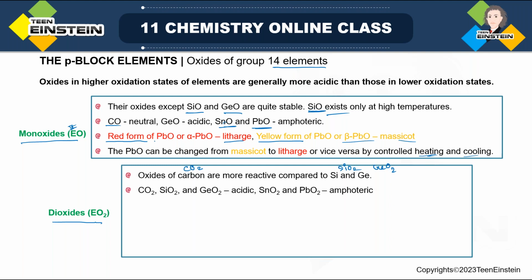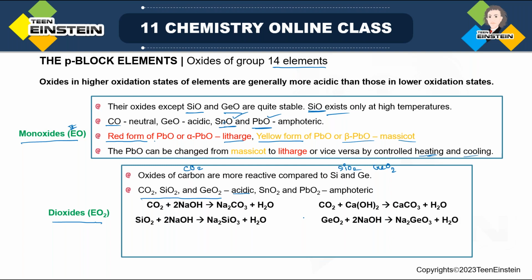Now for dioxides, the types will be CO2, SiO2, GeO2. The first three dioxides are acidic in nature. SnO and PbO are amphoteric, and when it is the EO2 type, then also it is amphoteric. The first three EO2, that is CO2, SiO2, GeO2, are acidic. That means they will react with bases only. And SnO2, PbO2 will react with acid as well as base because they are amphoteric.